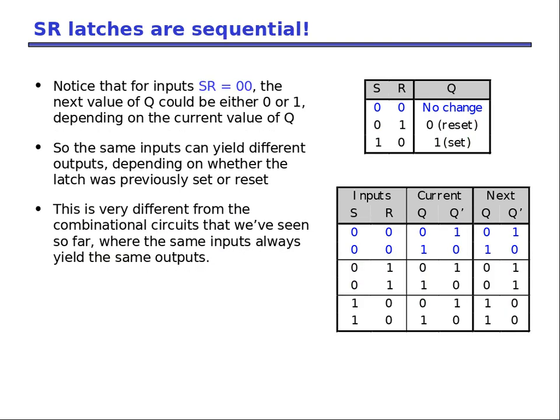Let's see, they're sequential. Notice that inputs to the next value could be either a 1. So the same inputs can yield different outputs depending on whether the latch was previously set or reset. This is the most important thing to keep in mind. Since it's a memory, the same inputs, aka 0, 0, may yield different outputs depending on the state of the SR latch. So the SR latch is holding state. Obviously, this is the simplest state because it holds 1 bit, but we got to start there.